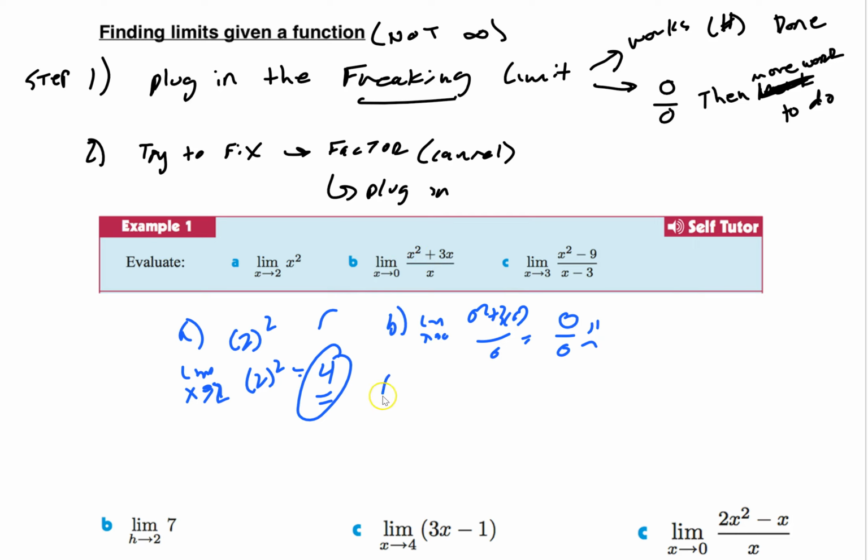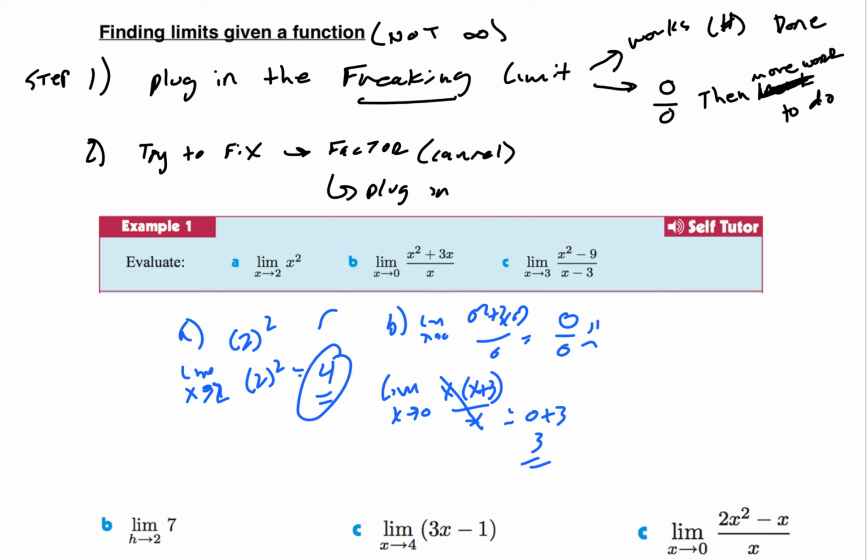So let's write this. Limit as x approaches 0. Factor out the x from the top: x plus 3 over x. These cancel, because that would be a hole in the graph. And now you can plug it in. Plug in 0 now. 0 plus 3, and you get 3. That's the limit of this function. Beforehand, we had a hole in the graph. That's why there was issues. The limit's 3.